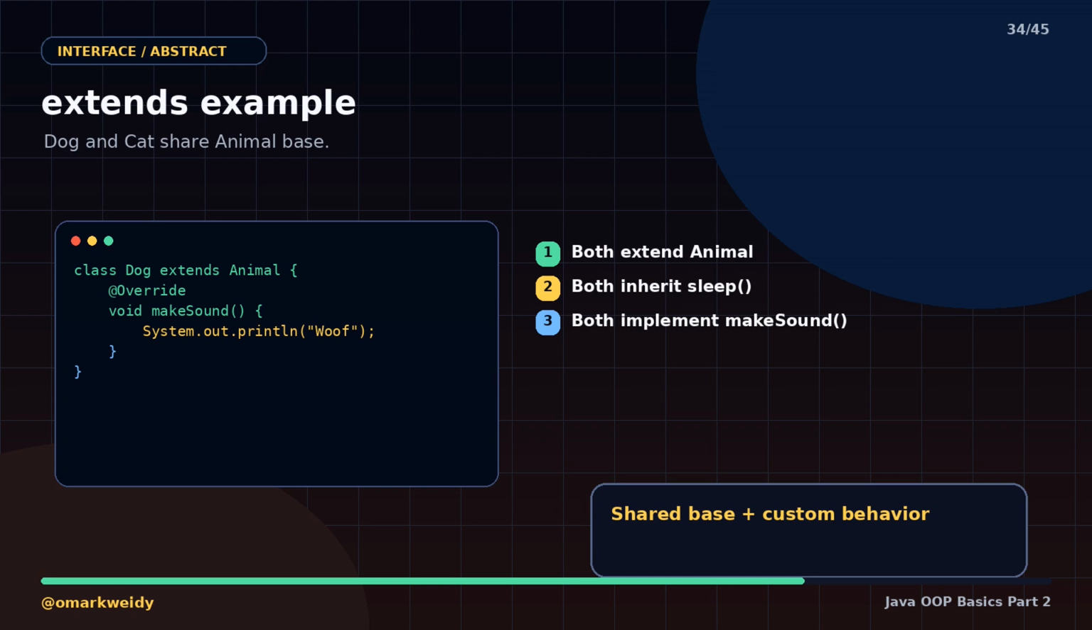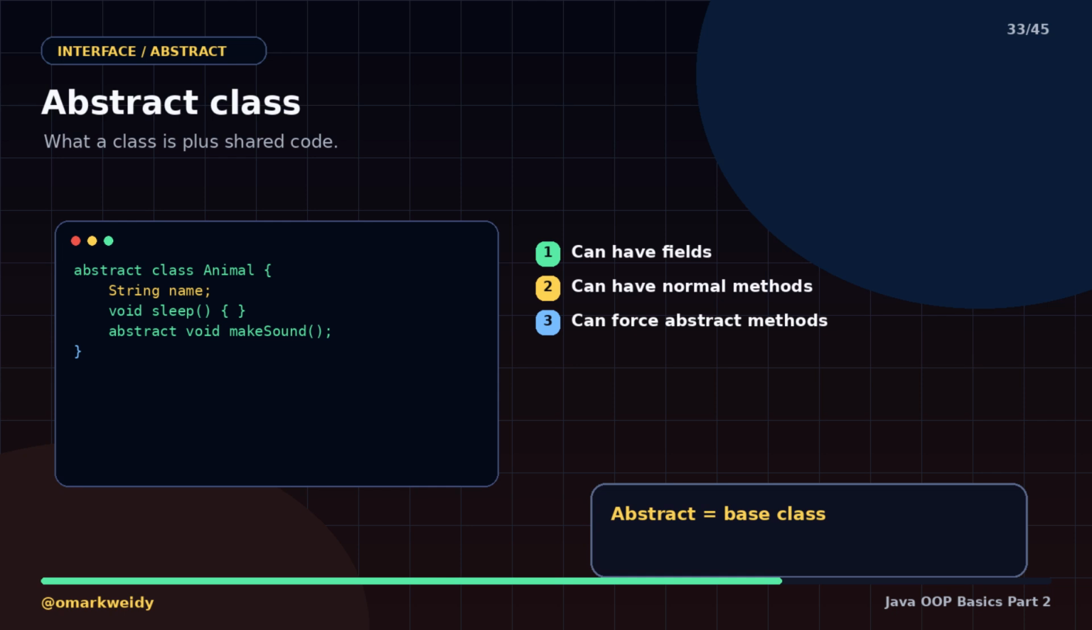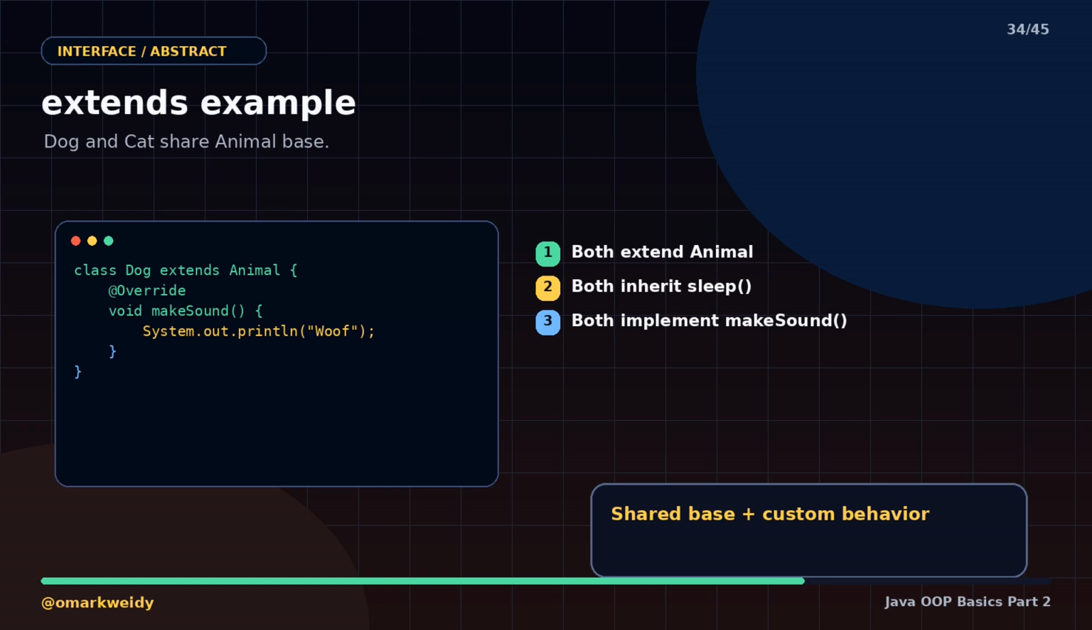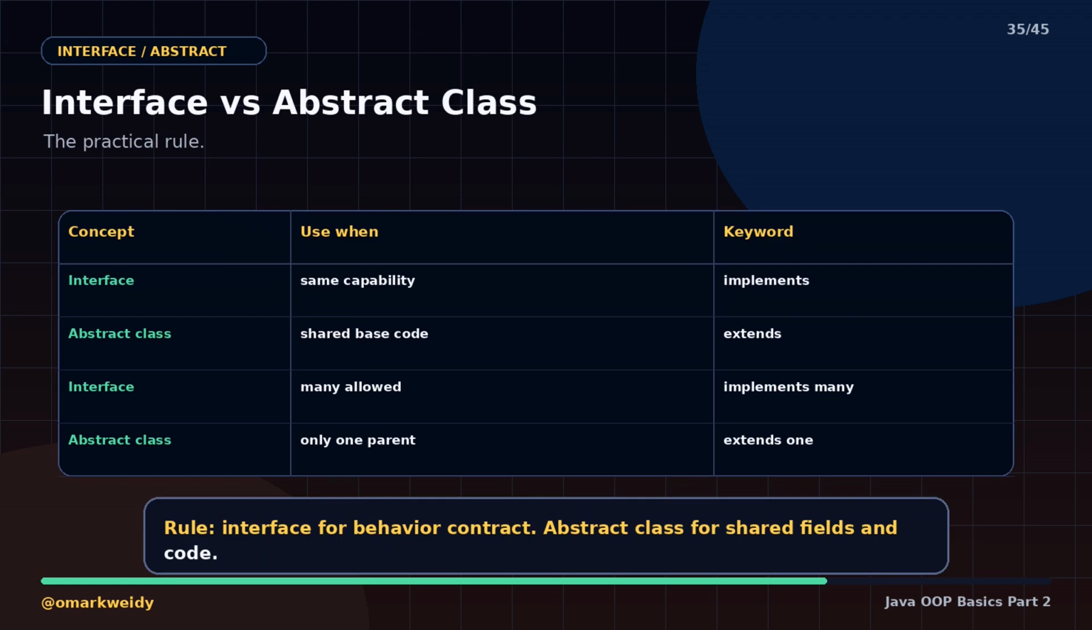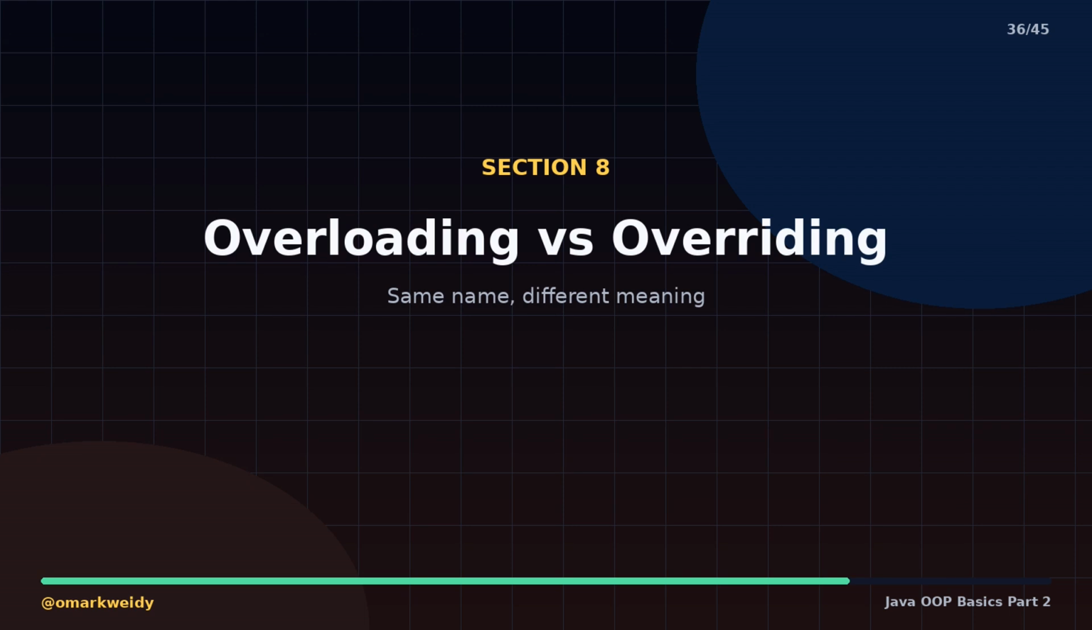Dog class extends Animal class. It inherits shared code like sleep, but it must define its own makeSound. This is the power of abstract classes. Here is the practical rule. Use an interface for a behavior contract, something the class can do. Use an abstract class when related classes share fields or common code.